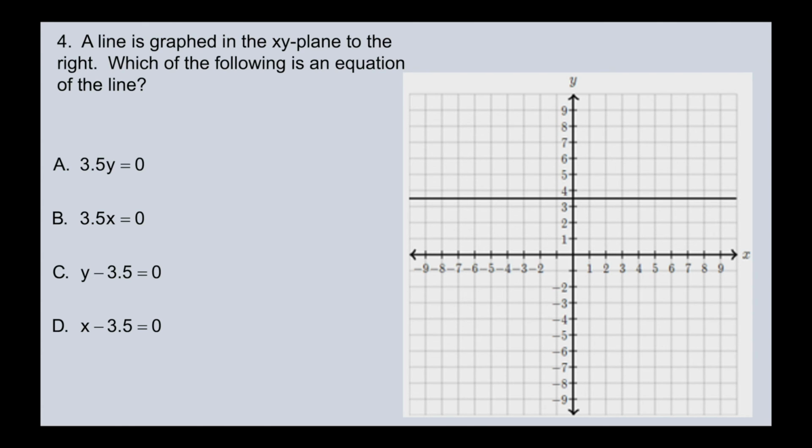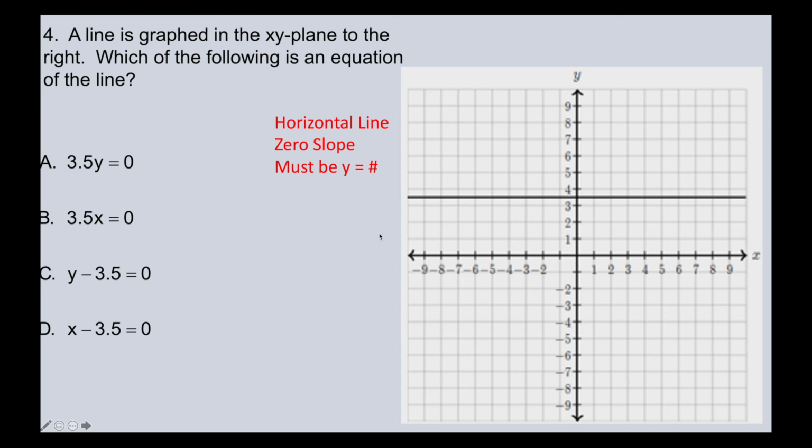For number 4, the first thing I want to do is identify what type of line it is. This is a horizontal line, which means its slope is 0. Therefore, it must be a y equals a number line. So with that in mind, I know a y has to be involved in my problem. It definitely cannot be B or D.